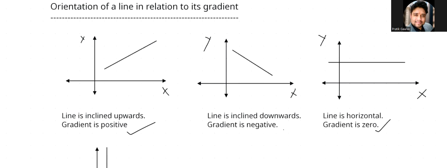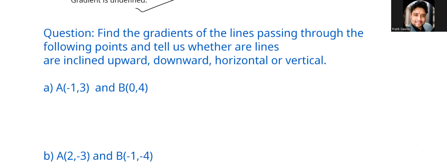Now see the questions. Here we have to find the gradients of the points, as well as tell whether the line is inclined upward, downward, vertical or horizontal. So let's see. For the first question, A is (-1, 3) and B is (0, 4). Always take A as x1, y1, and B as x2, y2. Gradient will be y2 minus y1 by x2 minus x1.